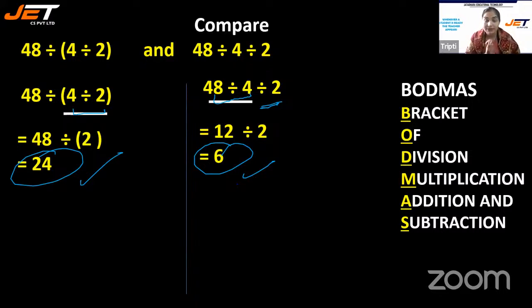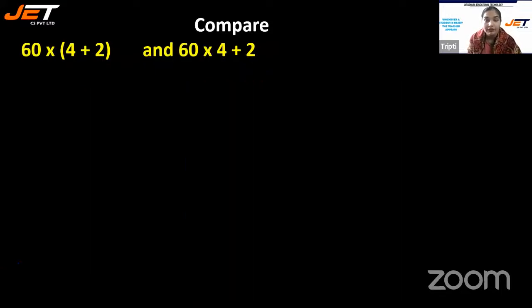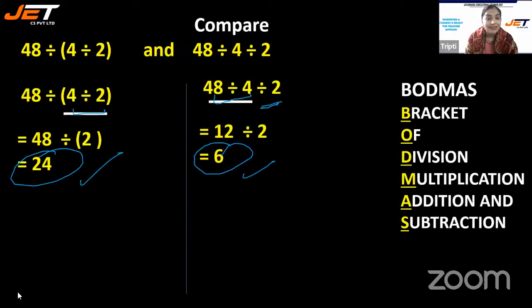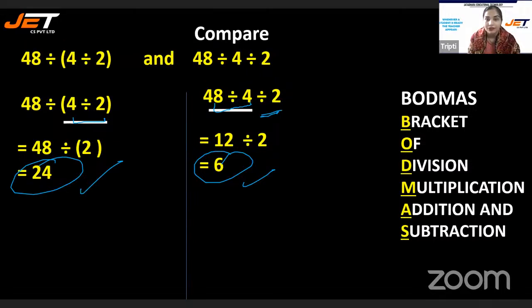Though the digits are the same, the operations are the same, still the answer is different. Why? Because there we have a bracket and in the second one we don't have a bracket. So bracket plays a crucial role. You can see that both the answers are different, even though they have the same operations and same numbers.